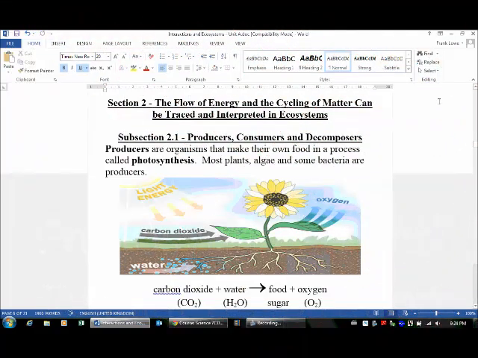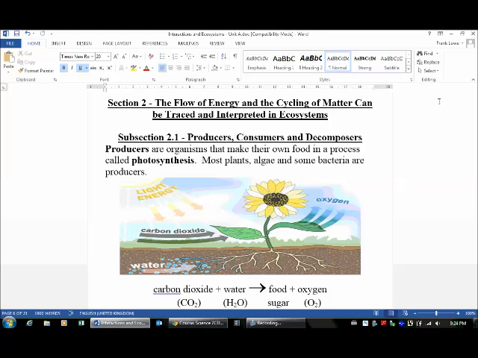Section 2 in interactions in ecosystems is all about the flow of energy and also the cycling of matter in an ecosystem. So the first thing we're going to look at are the types of organisms. We're going to classify them. And we're going to look, first of all, at producers.